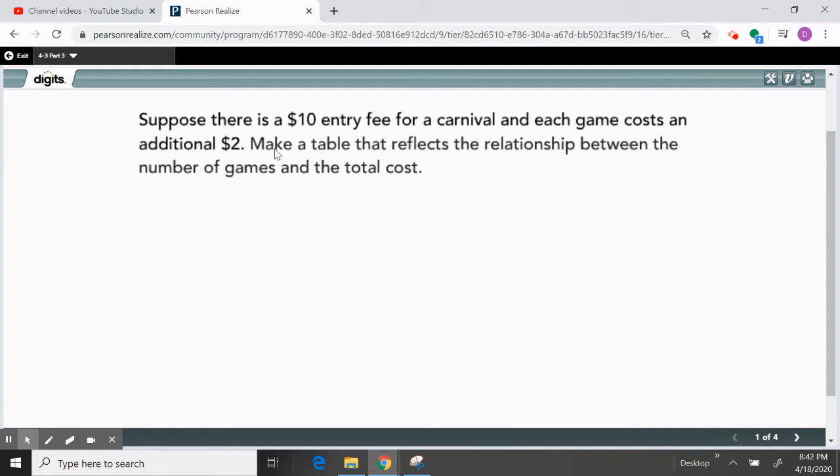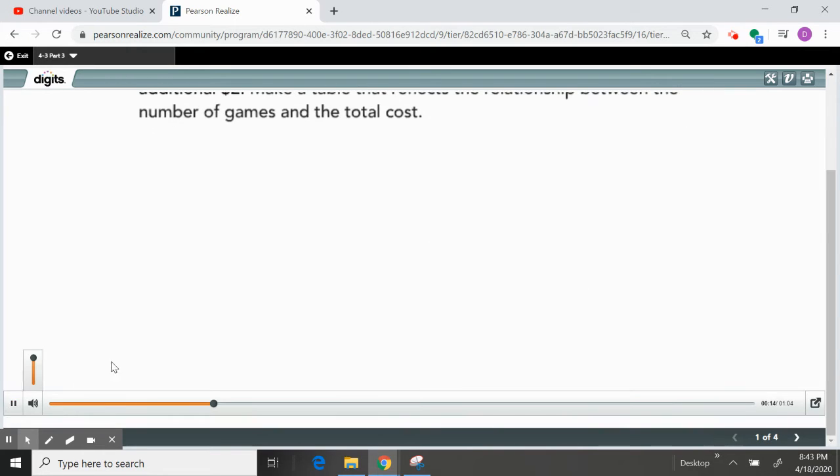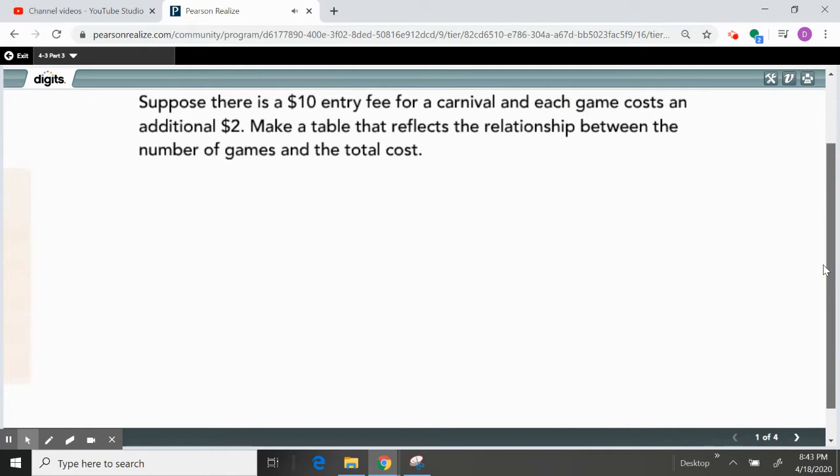What they're going to do is ask you to make a table that reflects the relationship between the number of games and the total cost. They're going to show you how to do it. So that's what they're saying when they say make a table: a data table that shows the $10 entry fee plus $2 for each game.